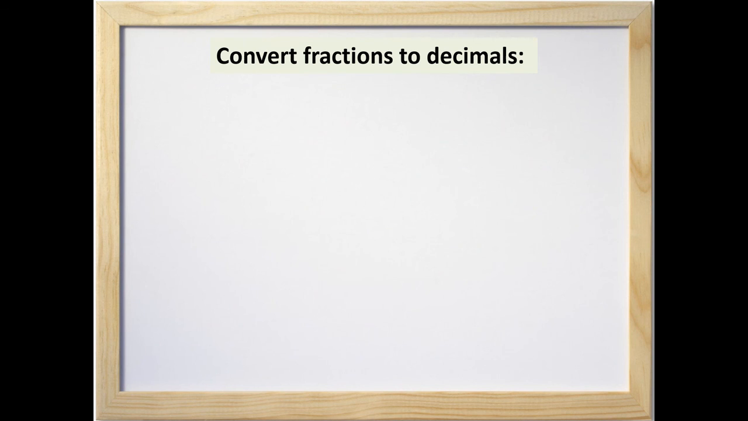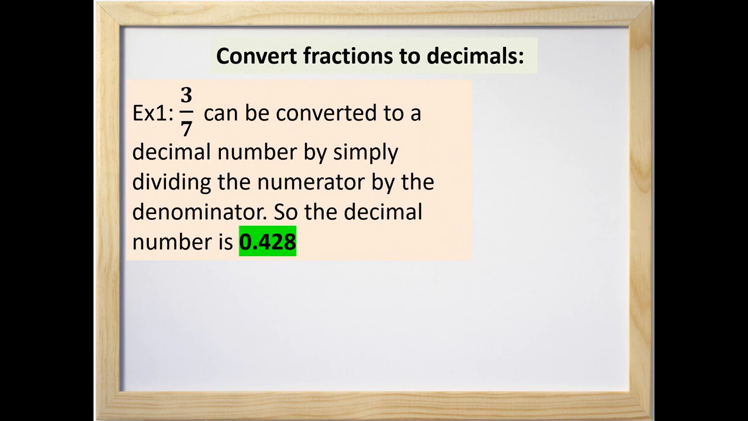Children, there are certain fractions where we cannot convert them into equivalent fractions where the denominators are 10, 100, 1000 and so on. For example, let us take the fraction 3 by 7. 3 by 7 cannot be converted into an equivalent fraction where the denominator is 10, 100, 1000. But it can be converted to a decimal number by simply dividing the numerator by the denominator. So let us find the division.